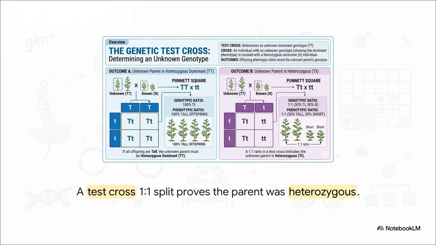If your unknown parent was pure dominant, outcome A shows that 100% of the offspring will be tall. But if your unknown parent was hiding a recessive allele, outcome B reveals a 1-to-1 split, exactly half tall, half short offspring. Seeing that 50-50 split is absolute proof that the unknown parent was heterozygous.